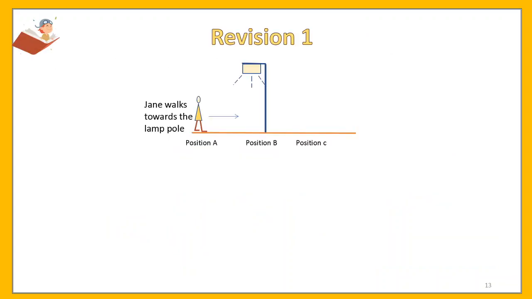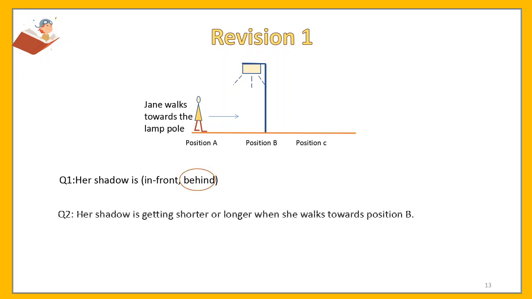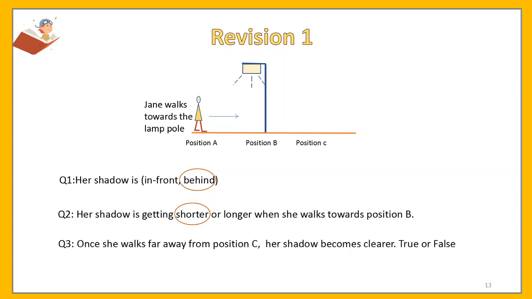Now do a short revision. Jane walks towards the lamppost at night. Now she's at position A, walking towards B. Question 1. Is her shadow in front or behind? Since the light is shining in front of her, the shadow will be behind. Question 2. Is her shadow getting shorter or longer when she walks towards position B? Shorter. Question 3. When she walks far away from position C, her shadow becomes clearer. True or false? False.